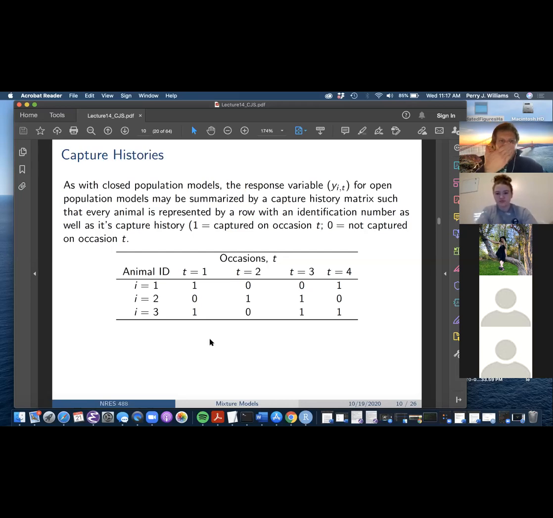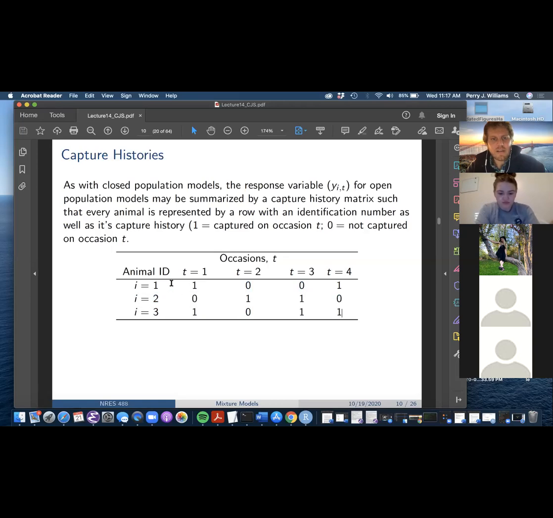All right. So as with closed population models, the response variable, we've always used Y_it for our data, for open population models may be summarized by a capture history matrix such that every animal is represented by a row with an identification number as well as its capture history. And its capture history is 1 if it was captured on occasion T and 0 if it was not captured on occasion T. So here's what a capture history would look like here.